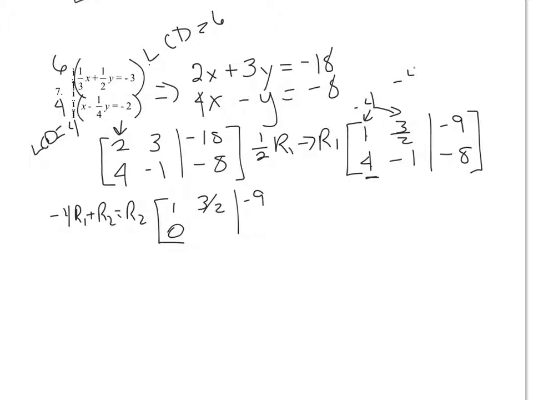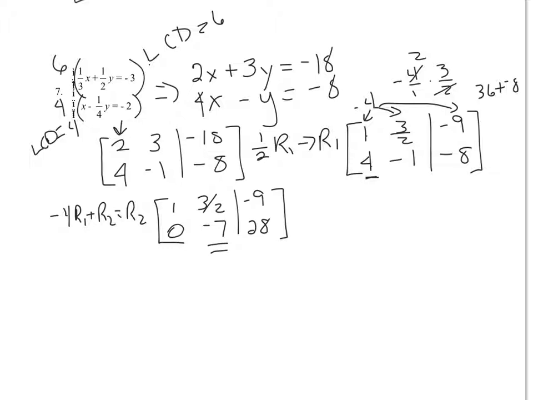Negative 4 over 1 times 3 over 2. 2 goes into 4 2 times. That means negative 2 times 3 is a negative 6 plus a negative 1 turns into a negative 7. You probably want to put pencil to paper on that. Make sure you don't make any mistakes. And then negative 4 times negative 9 is 36. And then when we add 36 and negative 8, we come up with 28. So there's our new matrix.